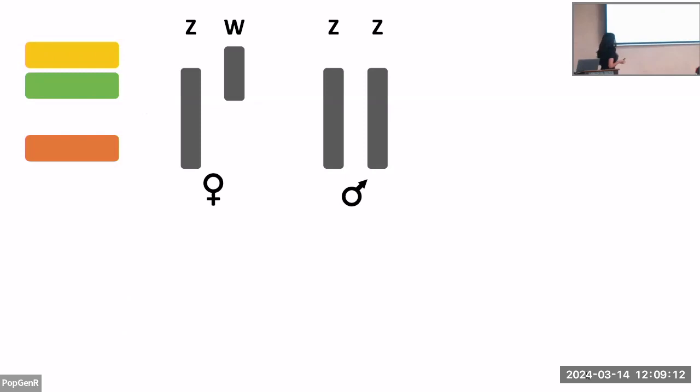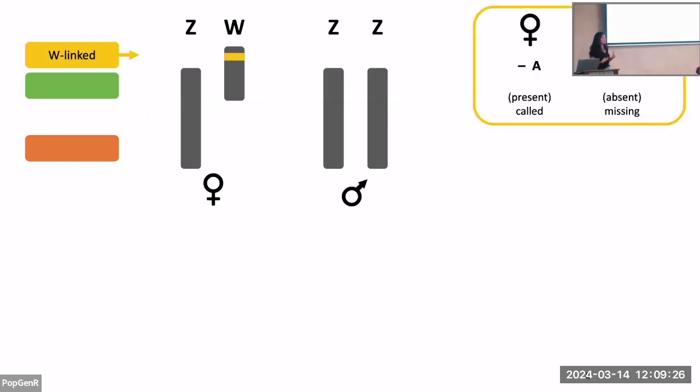And there are three main types of sex-linked loci. I will use the ZW system to illustrate them. The first type is the W-linked, and those are the ones found only in the W chromosome. So when sequenced and genotyped, they are called or present in females, but absent in males, right?